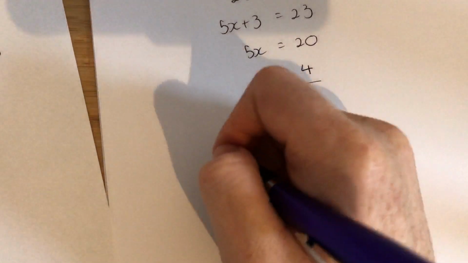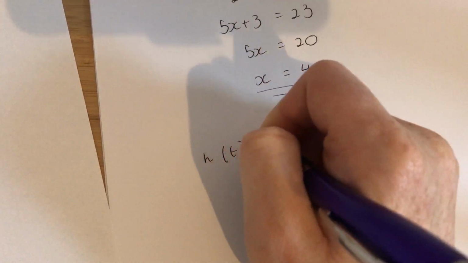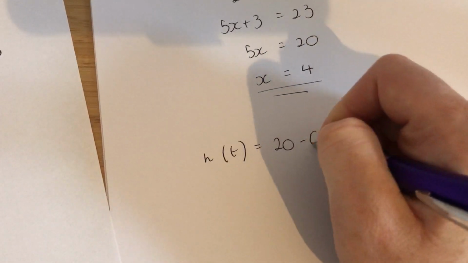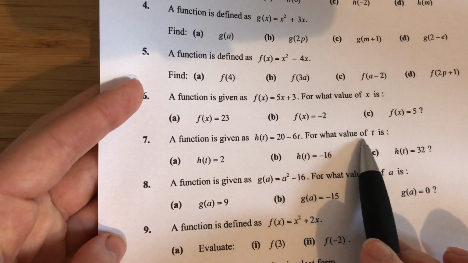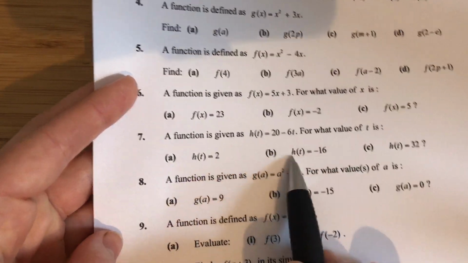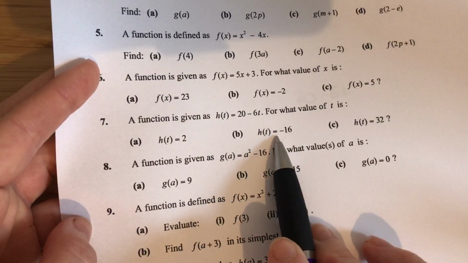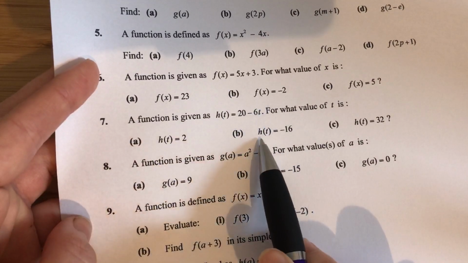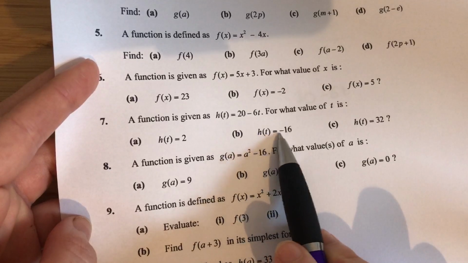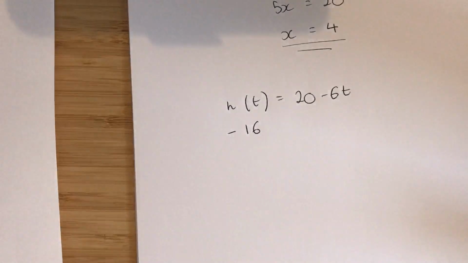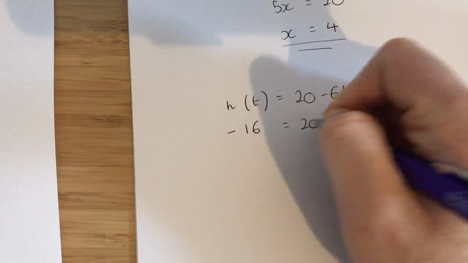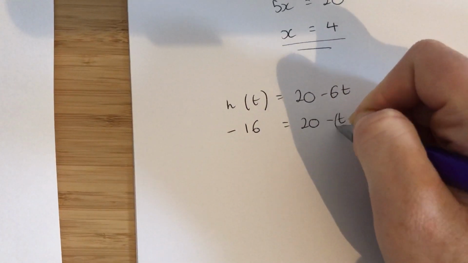On the next one it says h of t equals 20 minus 6t. So our function is h of t. For what value of t is it when, let's look at this one, when h of t equals negative 16. So just be careful again, we've been given what the whole function h of t is. So instead of that, we're going to write minus 16 equals 20 minus 6t.